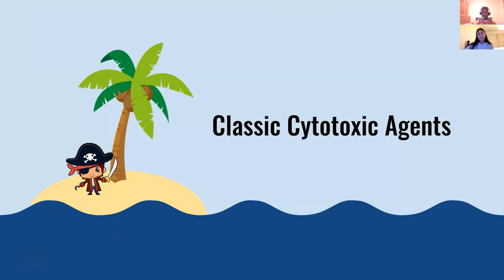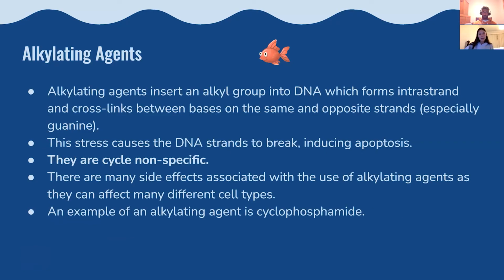So for the classic cytotoxic agents, alkylating agents insert an alkyl group into DNA, which forms intrastrand and cross-links between bases on the same and opposite strands. This is especially between guanine bases. This stress causes the DNA strands to break, which induces apoptosis. And these are cycle non-specific. There are many side effects associated with the use of alkylating agents, as they can affect many different cell types. One of the drug examples for alkylating agents is cyclophosphamide.